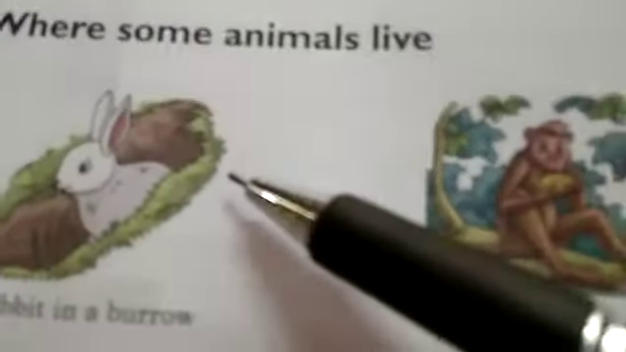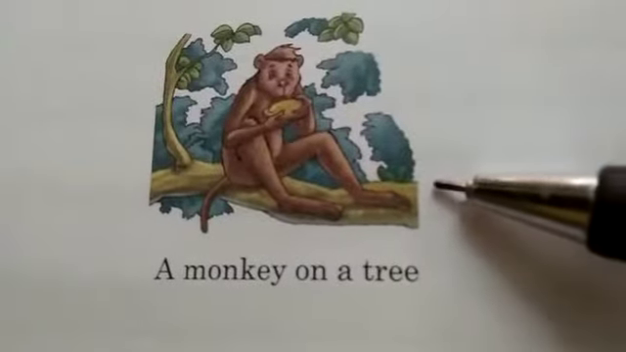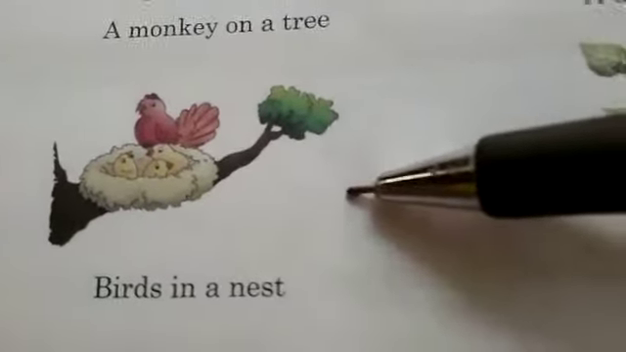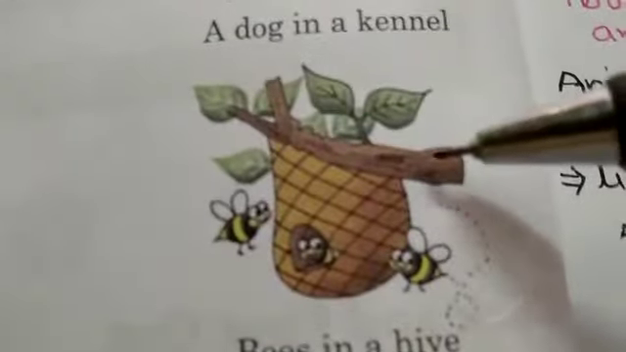What have you seen? Rabbit lives in a burrow. Monkey lives on a tree. Dog lives in a kennel. Horse lives in a stable. Birds live in a nest. And bee lives in a hive.